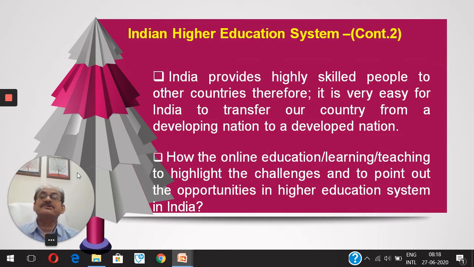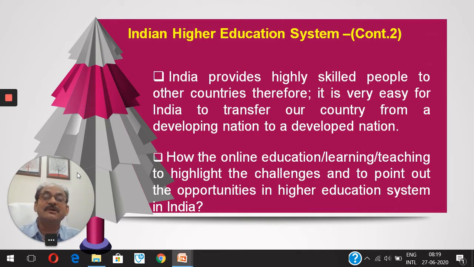In higher education, India provides highly skilled people to other countries. You know that a maximum number of people take higher education in the Indian education system, and then they go abroad. They settle abroad and use our skill abroad. Since India provides highly skilled people to other countries, it is very easy for India to transform our country from a developing nation to a developed nation.